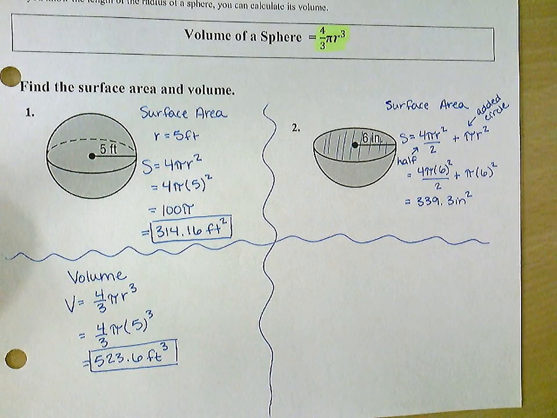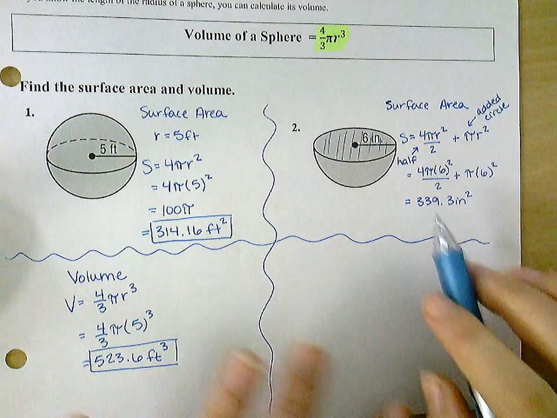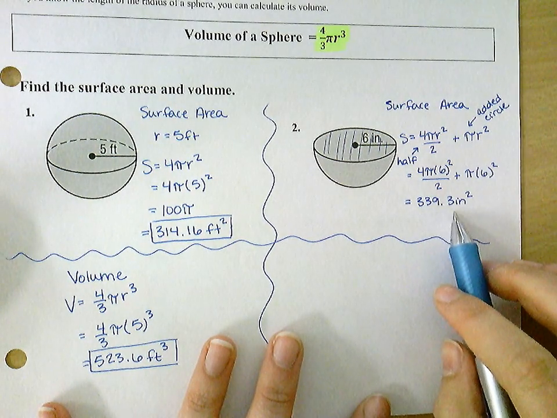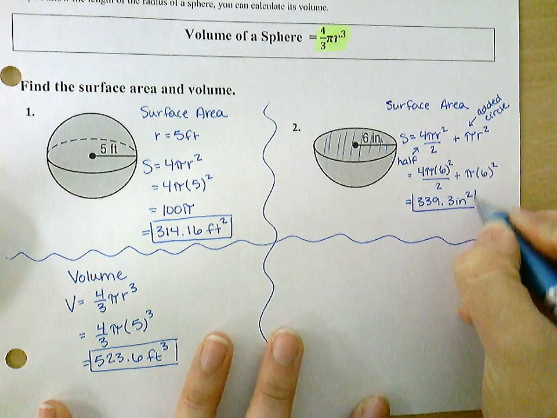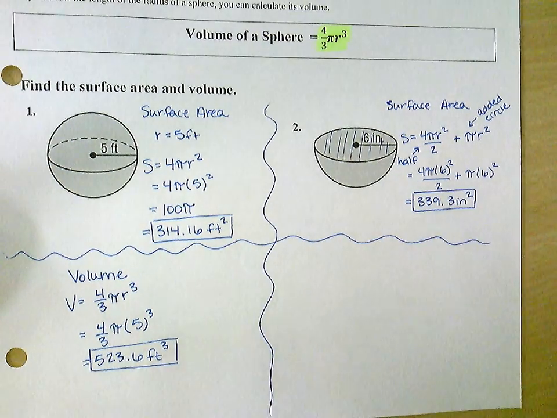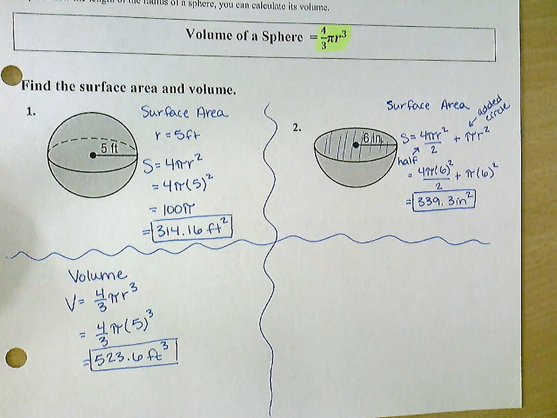Okay, so for our surface area, we should get 339.3 inches squared. Okay, make sure you can enter that into your calculator.